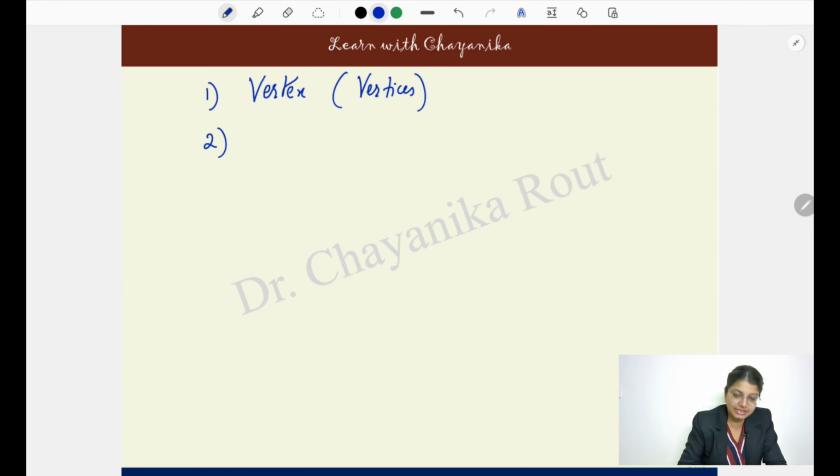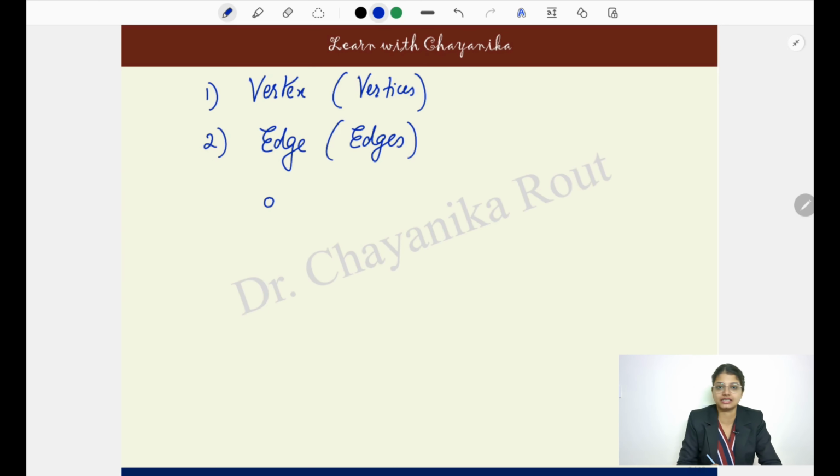And the second component that is important is edge, plural edges. Vertex is basically the nodes that we represent in our graphs. And what is an edge? An edge is a straight line or a curve that joins one vertex to another vertex. As we have seen in the Konigsberg bridge problem, we have edges of this type. We have edges of the curved nature as well. So you see, whenever you draw an edge, it is not just a line.